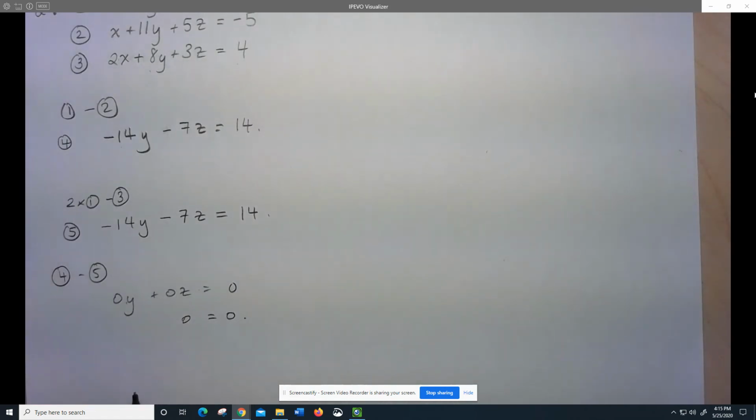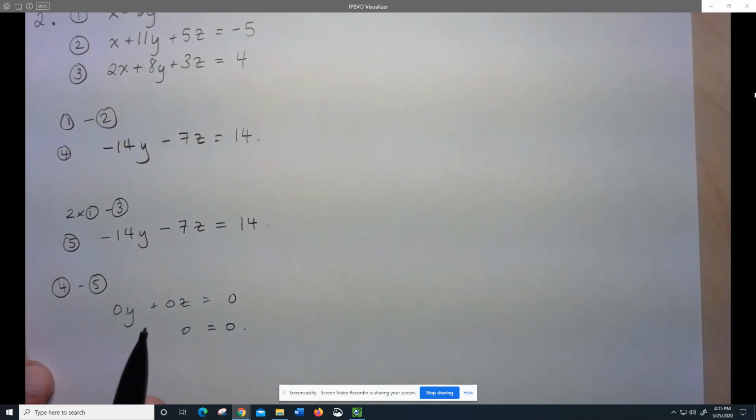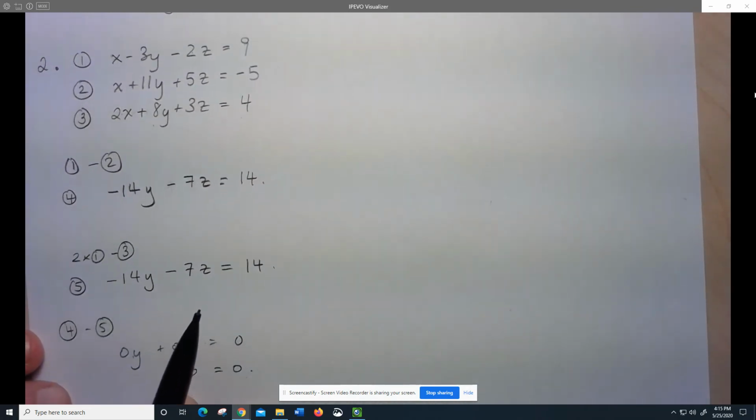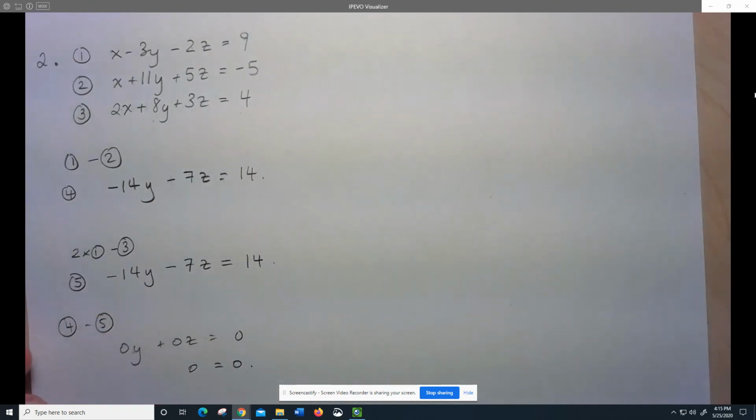Any values. This is always true. So what's the interpretation here? The interpretation is that there must be infinitely many solutions. But let's recall what that tells us geometrically.